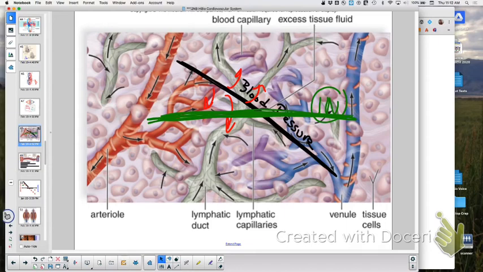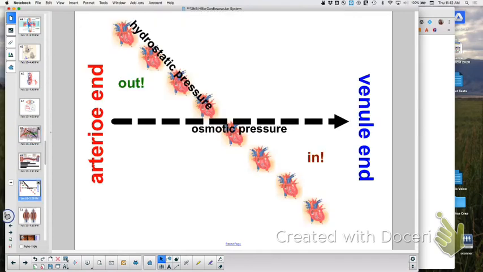But right here, I want you to look at the difference, and I want you to talk about it using this diagram right here. Pass or play, pass or play.